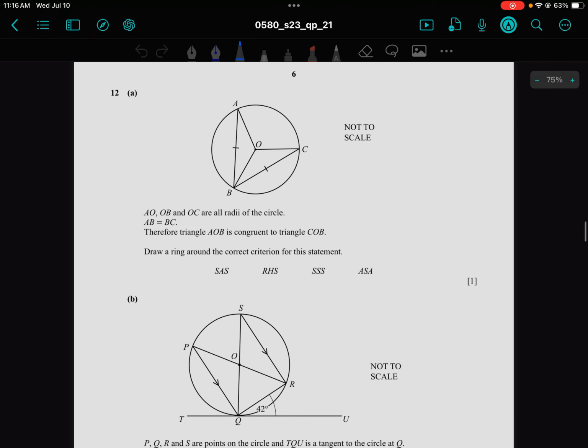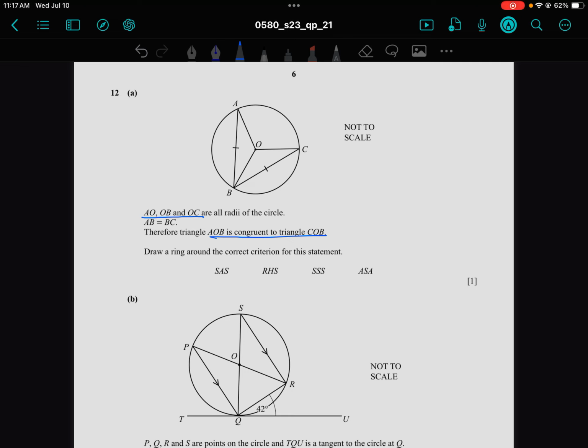Now, coming to question number 12. In this figure, in a circle, A, B, C are points on the circumference of the circle. O is the center of the circle. AO, OB and OC are the radii of the circle. AB is given as equal to BC. Therefore, triangle AOB is congruent to triangle COB. Draw a ring around the correct criteria for this statement.